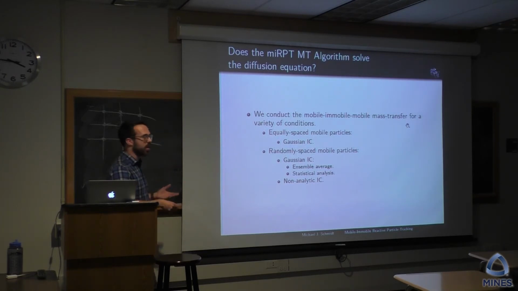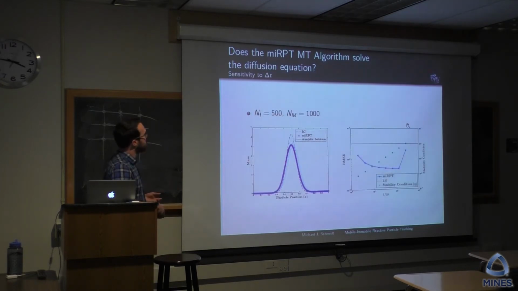It's just a wider Gaussian. We'll also do it for randomly spaced mobile particles, simulating these sort of particle tracking transport algorithms. We'll do it again for the Gaussian initial condition, do an ensemble average where we run a bunch of simulations and average the results, and we'll also do statistical analysis just for single simulations. And we'll also check it out for a non-analytic initial condition.